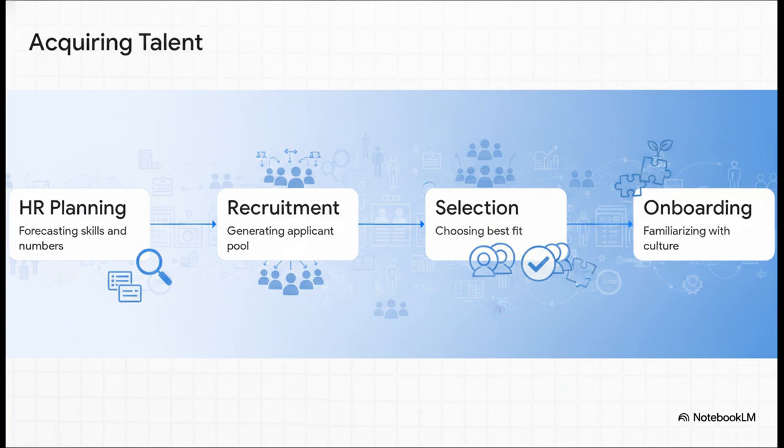Step 1 is HR planning, basically forecasting exactly what skills and numbers you're going to need. Imagine you're running a construction company launching 5 new projects next year. HR planning determines you'll need exactly 50 additional engineers and site supervisors. Step 2 is recruitment, which is generating that initial pool of applicants. Step 3 is selection, choosing the absolute best fit. And step 4 is orientation and onboarding.